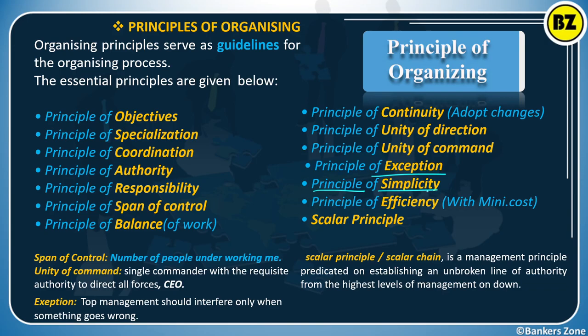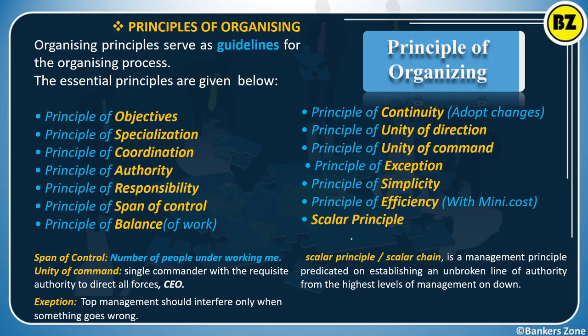Principle of simplicity means what? Obviously, you should have simple tasks to do, right? There must be simplicity in doing the work. Unless it is necessary, why make the work complex, right? So there should be simplicity. Next, principle of efficiency. What is efficiency? When the efficiency increases, the cost of doing the business decreases, which means we are more efficient. So obviously you have to produce the output with the minimum cost. It is the principle of increase in efficiency.